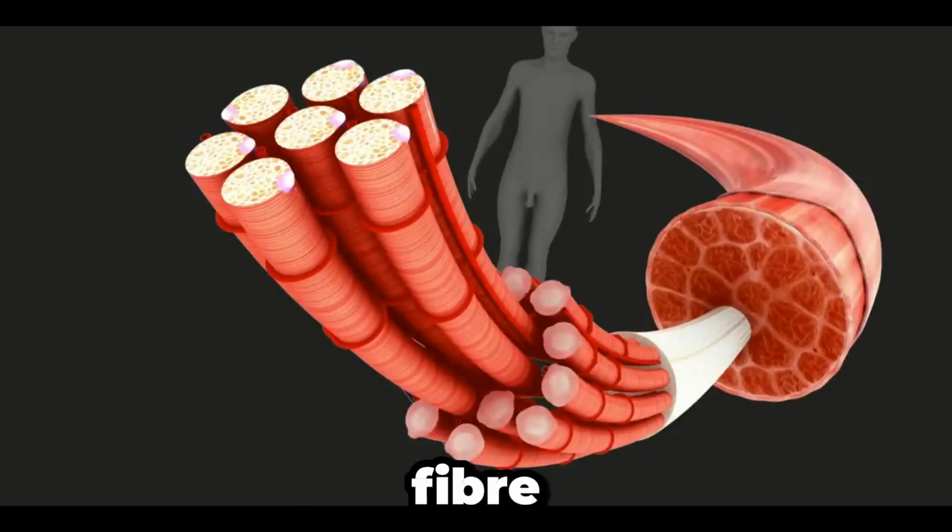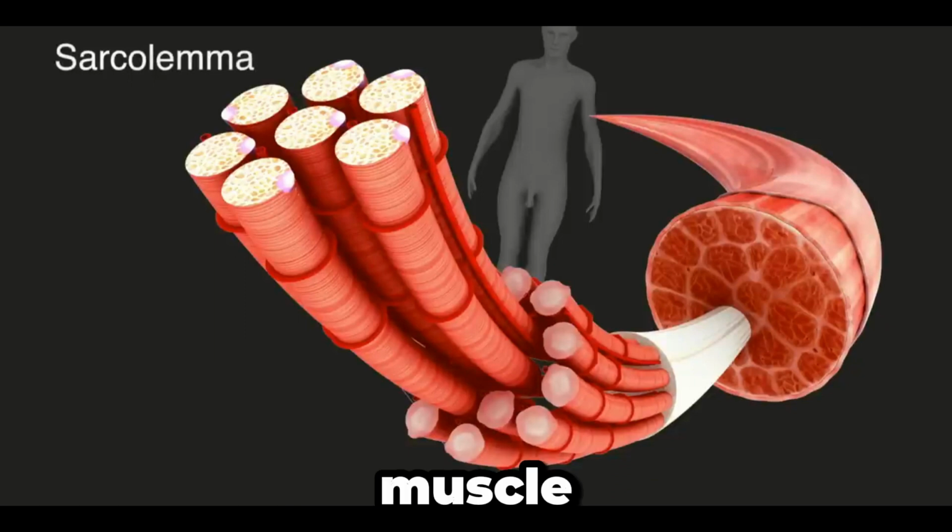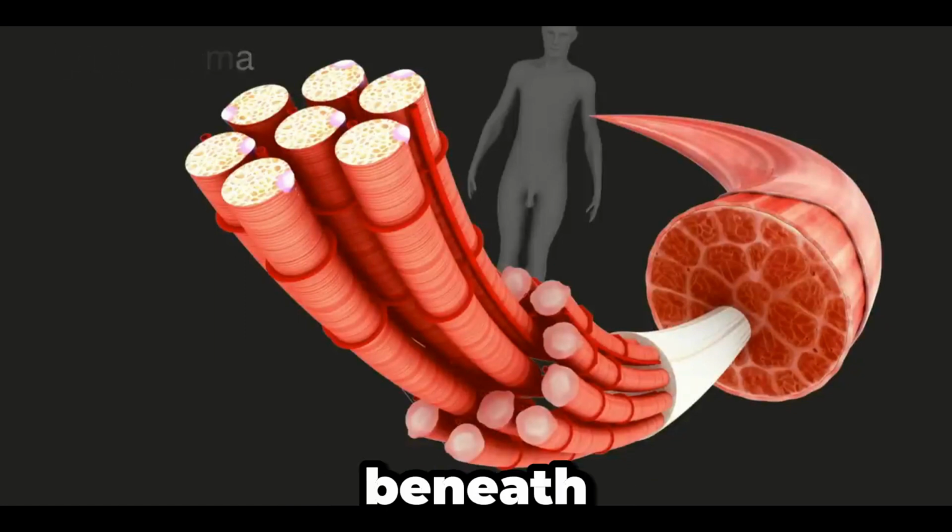Each muscle fiber is also covered in a fibrous connective layer of tissues called the endomysium, which insulates each fiber. Beneath the endomysium is the sarcolemma, which is the muscle fiber's cell membrane, and beneath this is the sarcoplasm. This is a gelatinous fluid which contains glycogen and fats for energy, as well as mitochondria, inside which the cell's energy is produced.